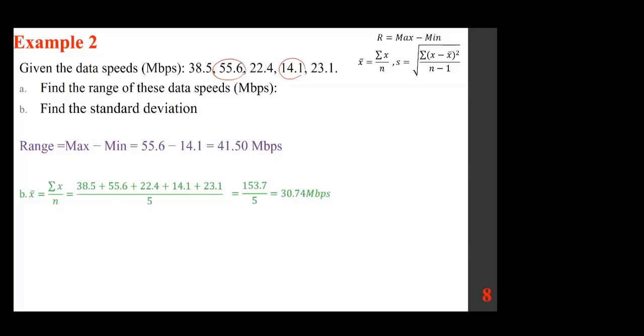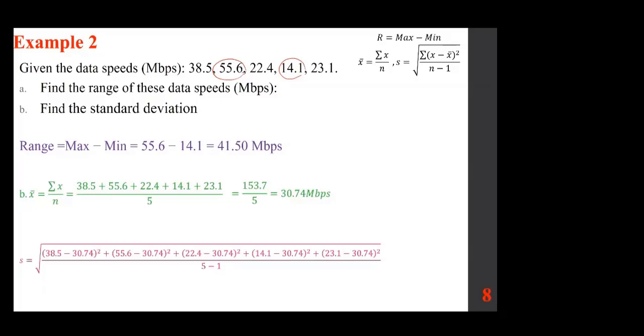So with that being the case, all you have to do, 38.5 minus 30.74 squared plus 55.6 minus 30.74 squared, and all the way to the end, and divide by n minus 1, 5 minus 1. If you take a root, we have the standard deviation. Calculation in this manner is not a big deal. I will show you a different calculation too, because I want you to be exposed to it. You should know how it's calculated by hand. But if we have too many, the data size is large, we can use the technology.